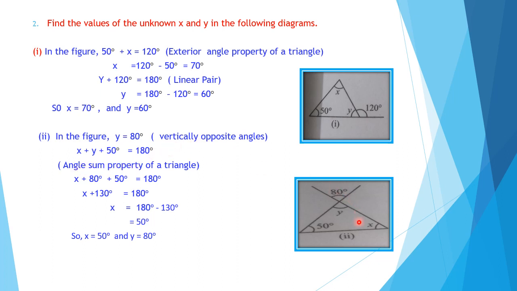Then we can write all the interior angles, we get a sum of 180 degree. That is angle sum property of a triangle. So we can write x plus y plus 50 is equal to 180 degree. Angle sum property of a triangle. And here x value we don't know, so we are writing x plus y. Y we got just now as 80 degree, so we are substituting that value 80 degree here, plus third angle is 50 degree, that we copy here. So x plus 80 degree plus 50 degree is equal to 180 degree.